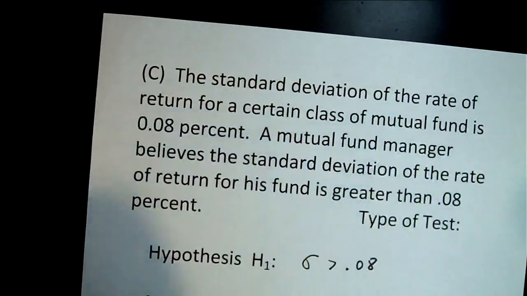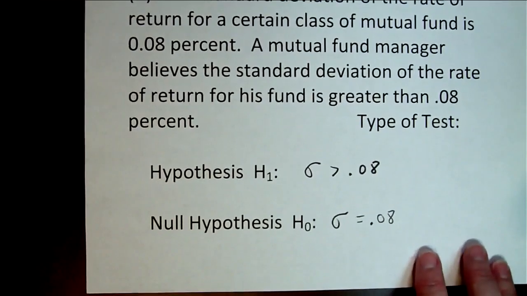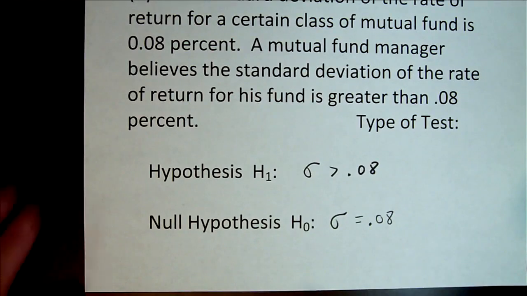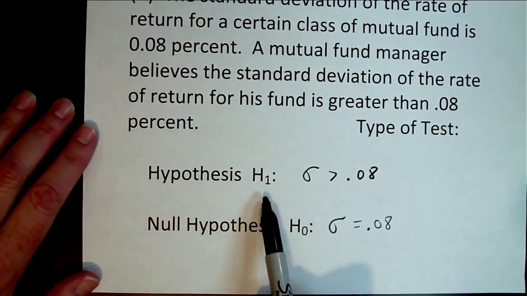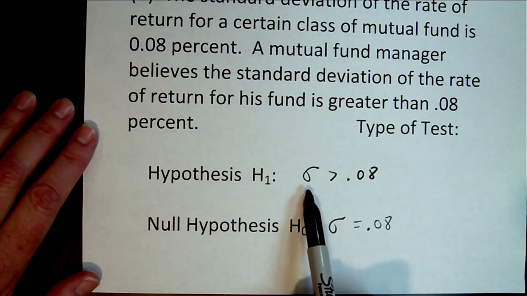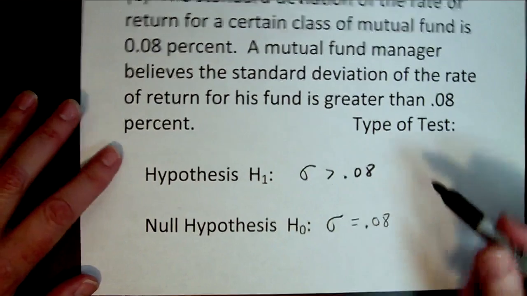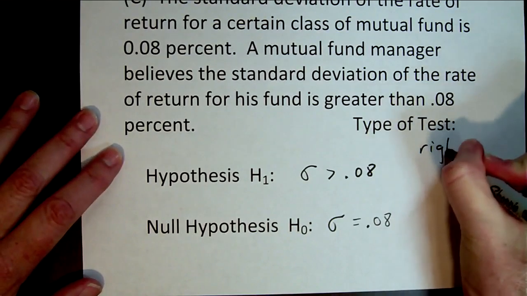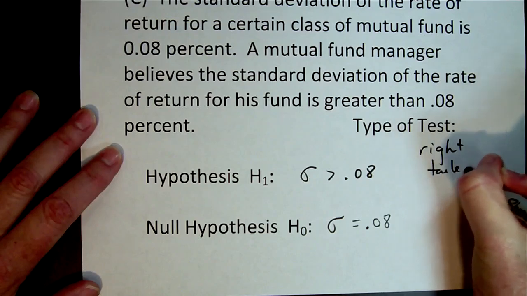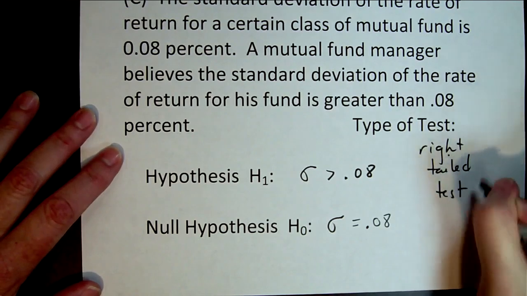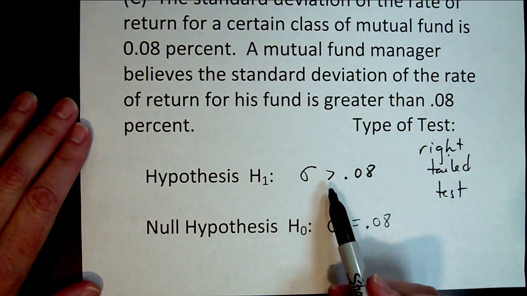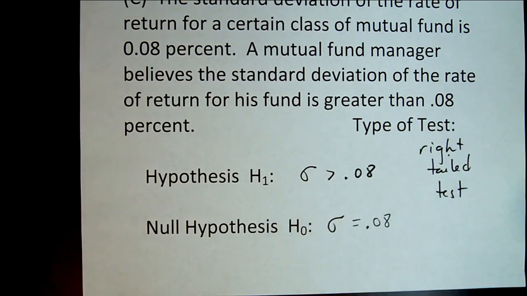And third, in example C, the hypothesis is that this parameter, which happens to be the standard deviation, is greater than some number, so that would be a right-tailed test. So you just look at whether it's less than, greater than, or not equal to. Then that tells you what type of test it is.